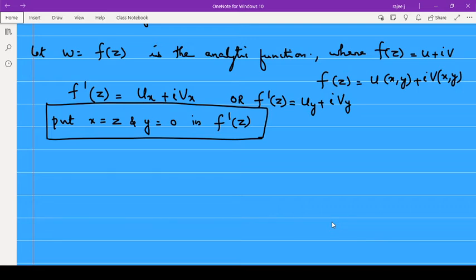If you go by the textbook method, some plus-minus confusion may be there, so I am not doing it that way. This is the simplest way. You just have to remember this: put x equal to z, y equal to 0 in f dash z. Later I will show by an example. Suppose you have to find a simple example.